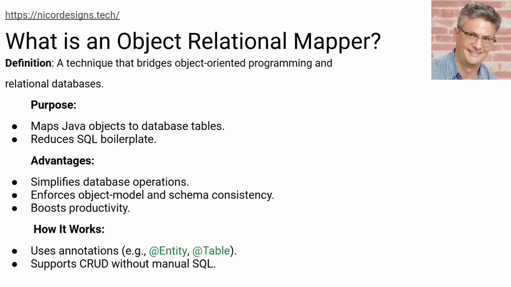After that, we'll look at what is an object relational mapper, which is a technique that bridges object-oriented programming and relational databases with the purpose of mapping Java objects to database tables and reducing our SQL boilerplate code. The advantages are simplifying database operations, enforcing the object model and schema consistency, and boosting productivity. How it works is we use annotations for our POJOs. This supports create, read, update, and delete into the database without manual SQL.